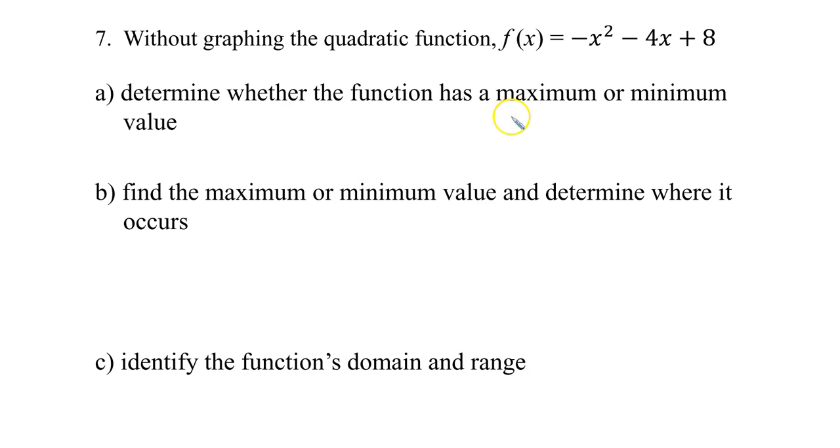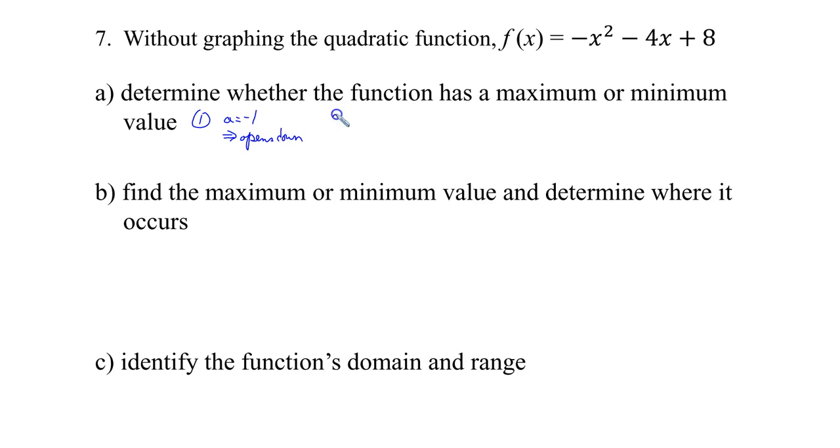How do we know if it has a maximum or a minimum? Well, we need to know where the turning point is. So how do we determine where the turning point is? We determine which direction it opens. So this question first says, where does it open? The first thing we want to do is say a is equal to -1. And this means that the graph of the function opens, yes, you got it, down.